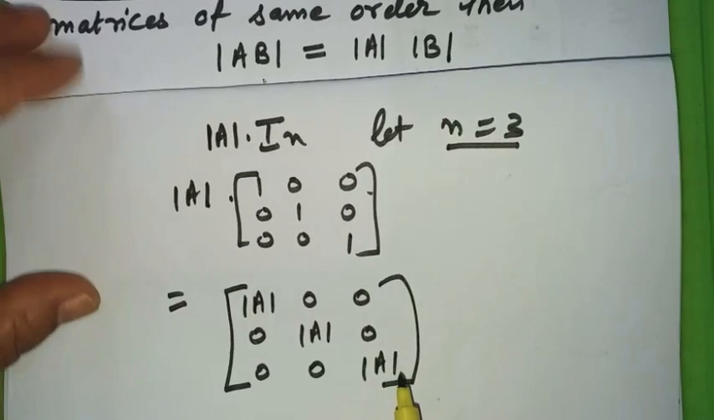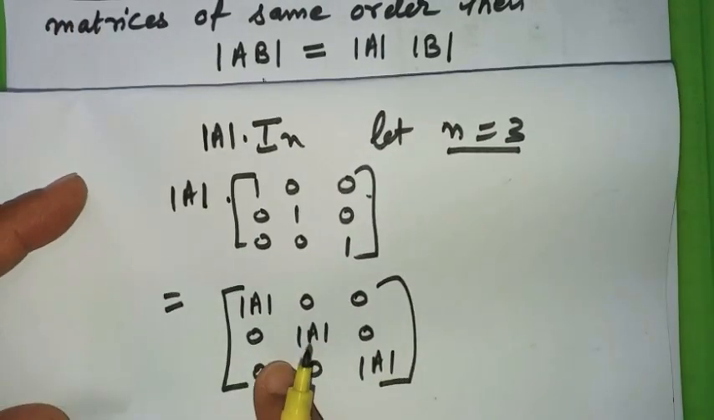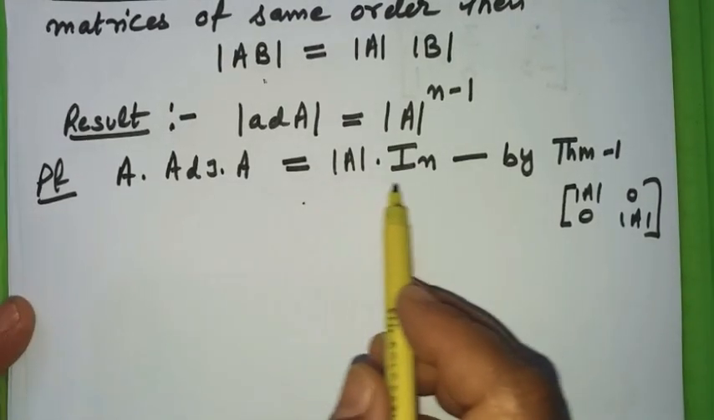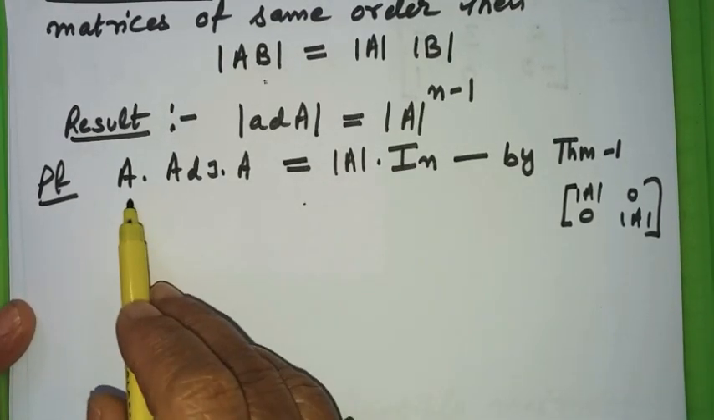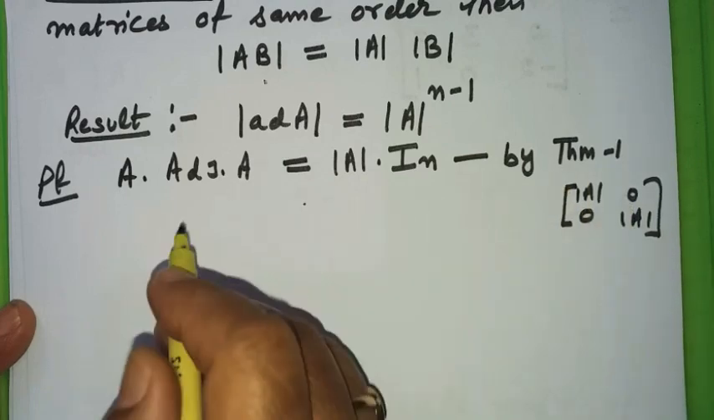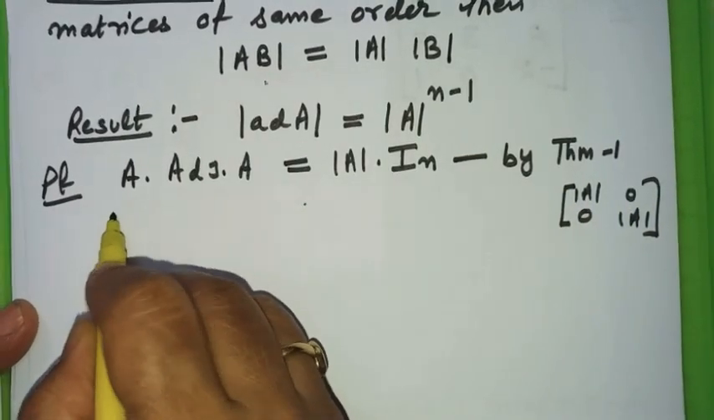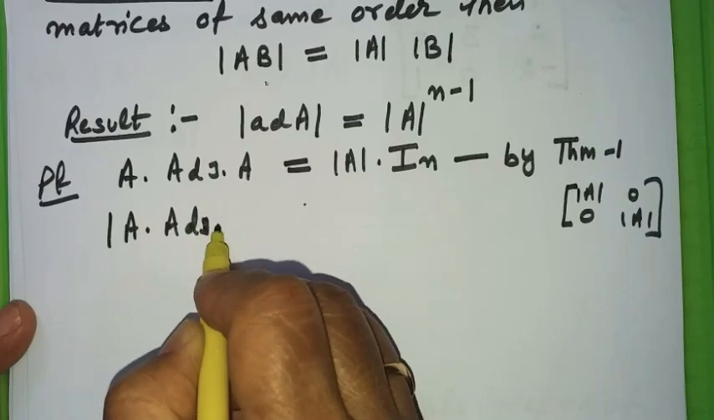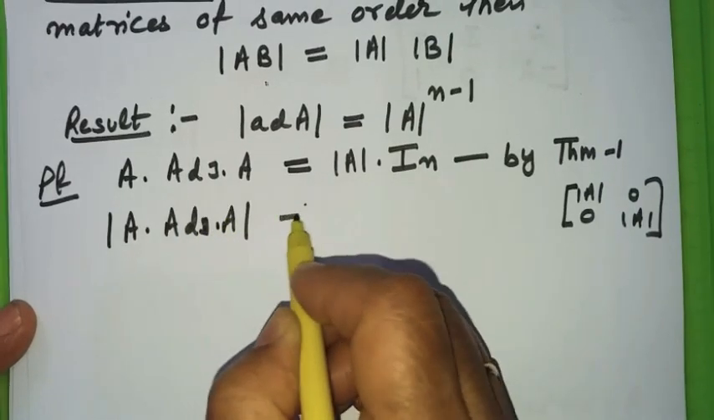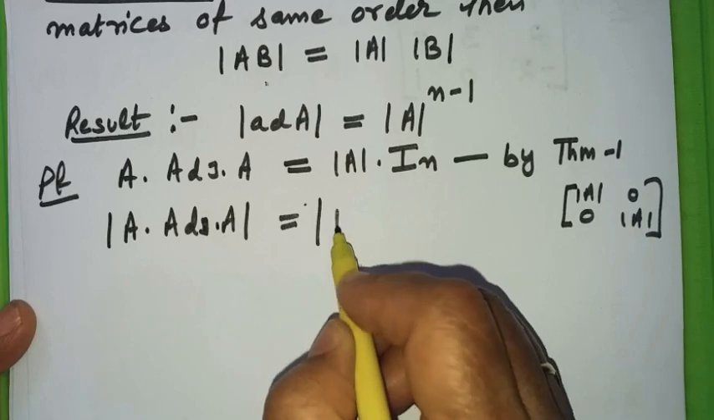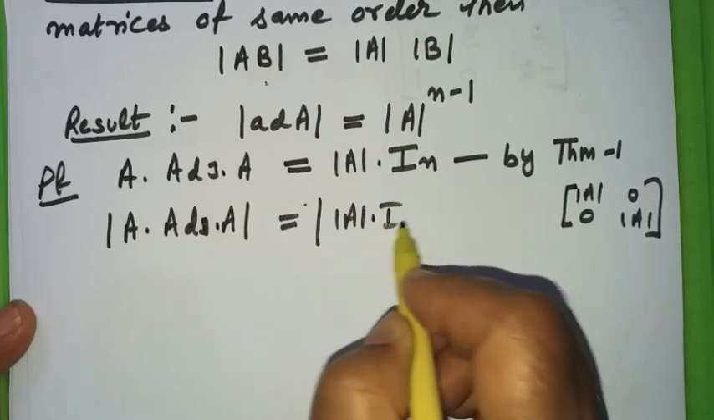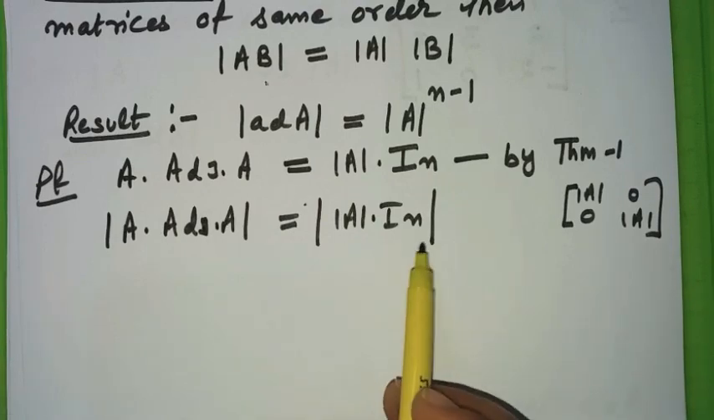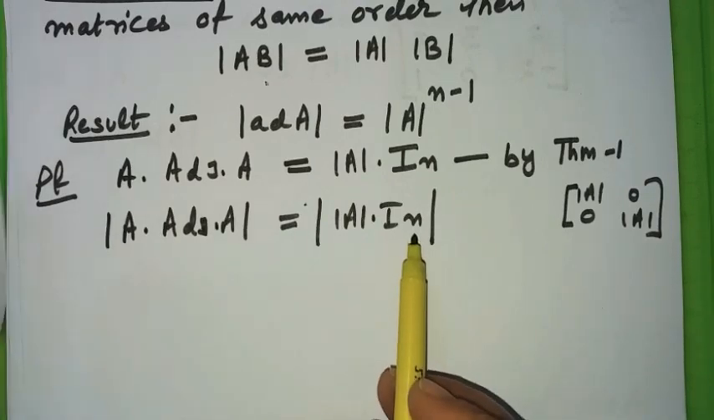Now let us study the use of this result in our proof. We were at this step, which we got by theorem 1. Now taking determinant on both sides, I get determinant of A into adjoint of A is equal to determinant of determinant A into In. So let us understand this situation by taking the example of n to be 3.